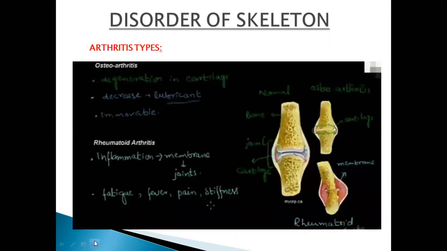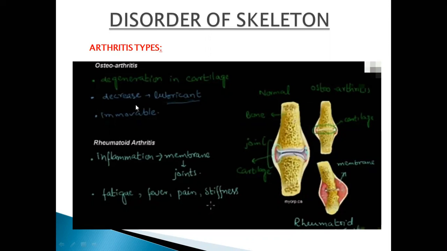Next to it is arthritis types. You can see here osteoarthritis, rheumatoid arthritis, and gout. First of all, see about this osteoarthritis. This is the degeneration in cartilage. You can see these bone joints, two bones, and this one region is of the joint. You can see here this cartilage. Fine. This is the cartilage point that is present here.